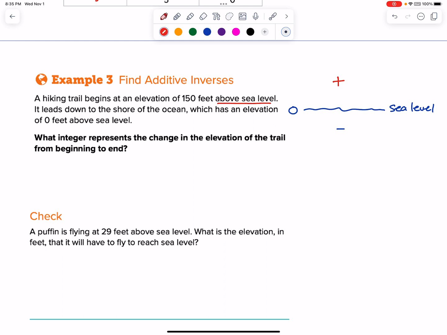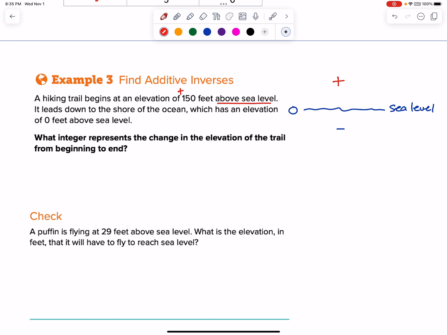So anyway, we're 150 feet above sea level, so I'm going to mark a positive with that one. And it leads down to the shore of the ocean, which has an elevation of 0. So what integer represents the change in elevation of the trail from beginning to end? So obviously I started at 150 feet above. I went down to 0.